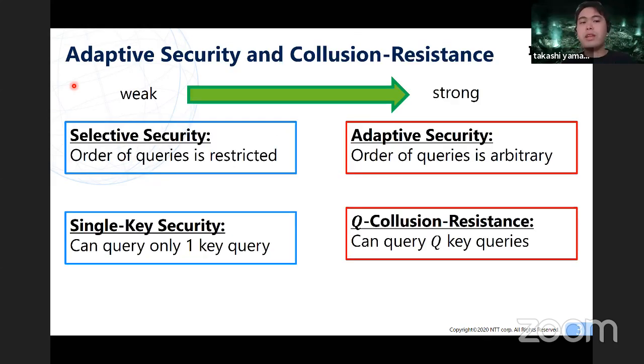There are several flavors of security notions for CPRF, and especially we consider the following two axes of the security level of the CPRF. The first is selective security versus adaptive security. And the second is single key security versus collusion resistance. Ideally, the optimal security notion of CPRF is adaptive and Q collusion resistance for all polynomial Q.